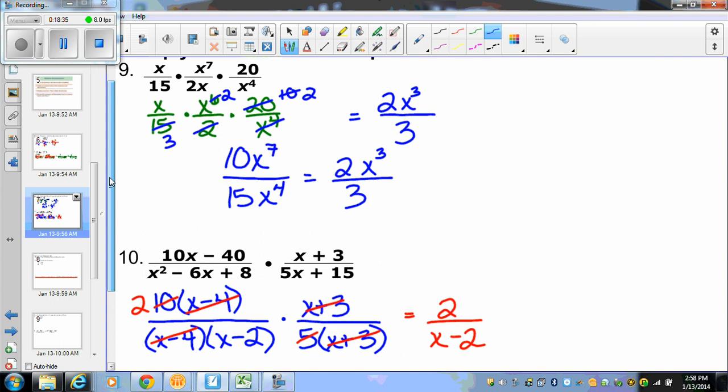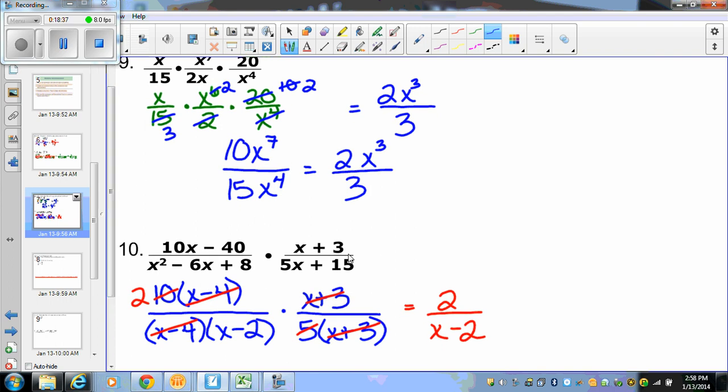Then on number 10, I started by factoring everything. 10 times x minus 40, I took out a common factor of 10, and that left me with x minus 4. X squared minus 6x plus 8 factors to x minus 4 times x minus 2. X plus 3 is not factorable. 5x plus 15 has a common factor of 5, which left me with x plus 3.